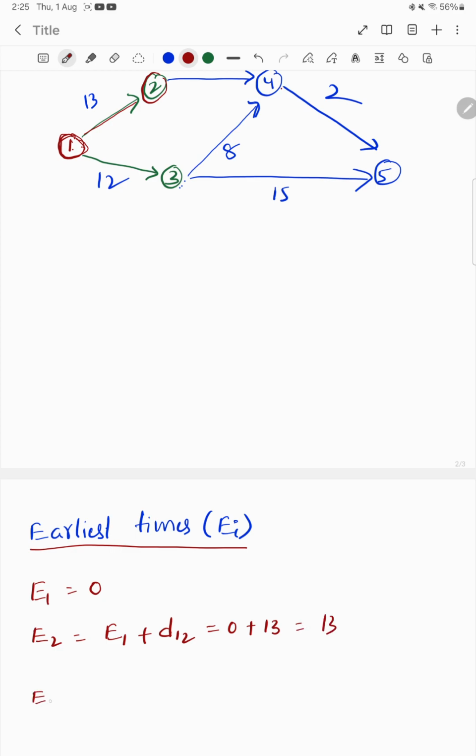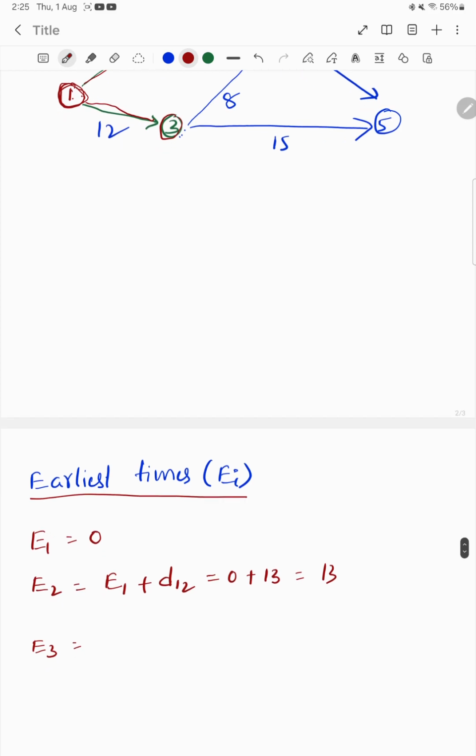Similarly, E3. To reach 3 we need to start from 1 and cover this duration. So this can be calculated by E1 plus the duration from 1 to 3, which is 0 plus 12, equal to 12.